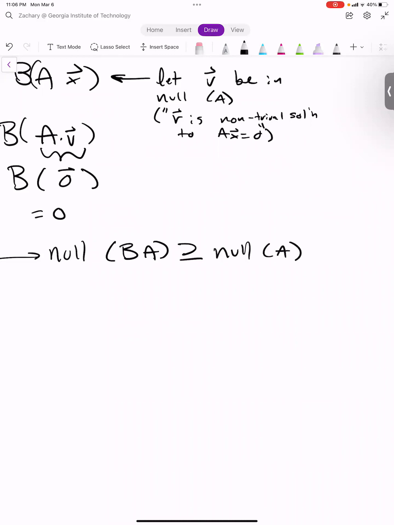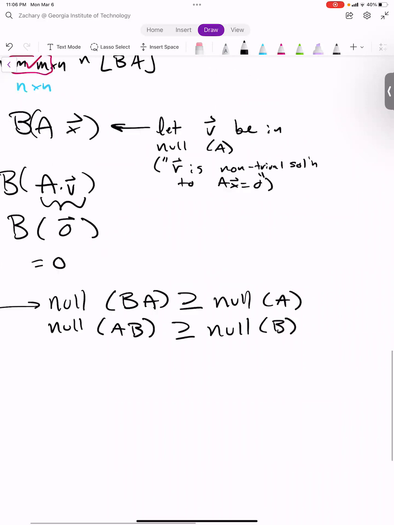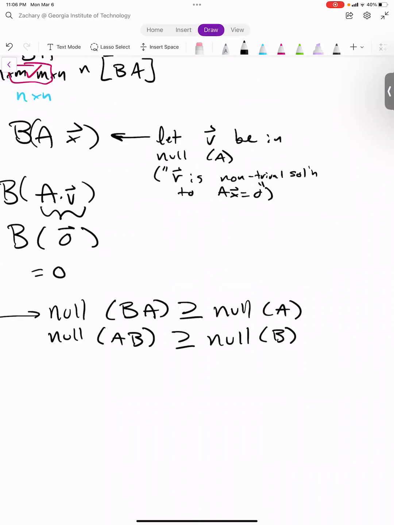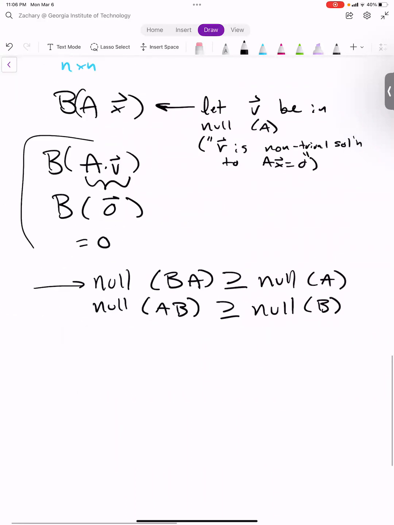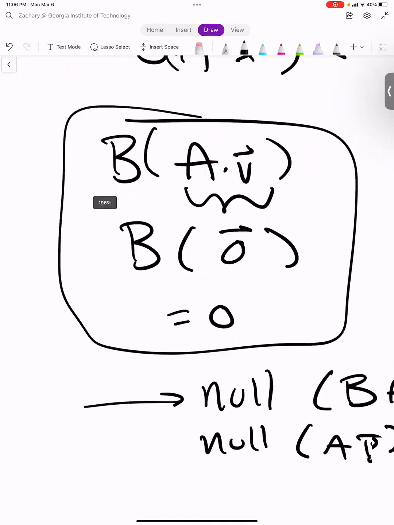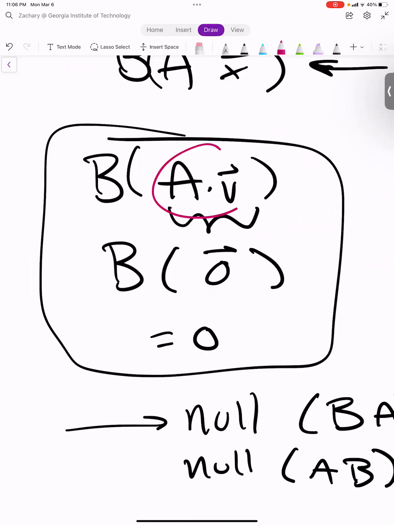Then if you want to see it in a form that's maybe a little more consistent with the previous parts, which is also fine, we can just switch A and B. What this means is that the null space for A has to be smaller than my null space of B. As we can see here, this is the best way I can show this: as soon as we have something in the null space of A, it goes to zero.